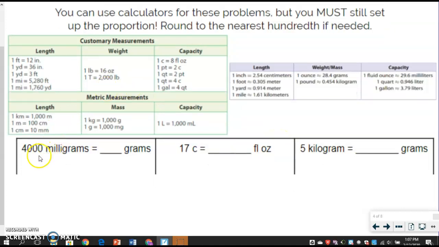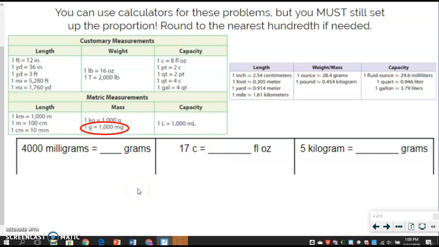The first problem we have here is 4,000 milligrams. We want to know how many grams that is going to be. The very first thing we're going to do on all of these, other than the line equals line, is find the conversion from milligrams to grams. Milligrams is going to be mg. Grams is going to be g. So look on the chart, it's going to be over here. If you look, it's right here where we're looking.